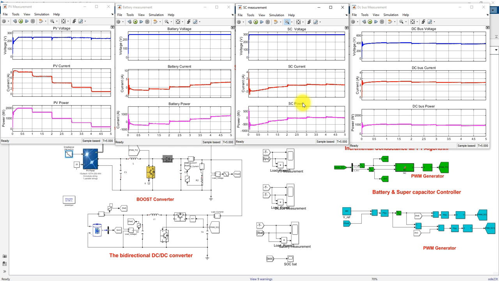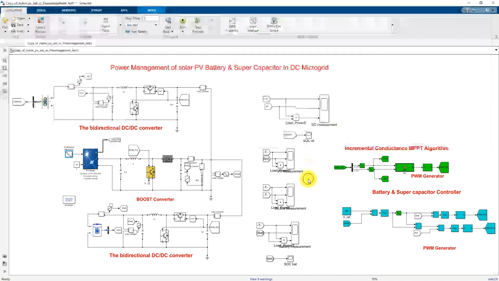Okay, so this is the working of this model. That means how the power is managed according to the load condition and irradiation condition. So this is the working of this power management of solar PV, battery and supercapacitor in a DC microgrid.